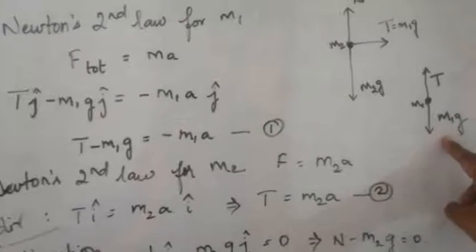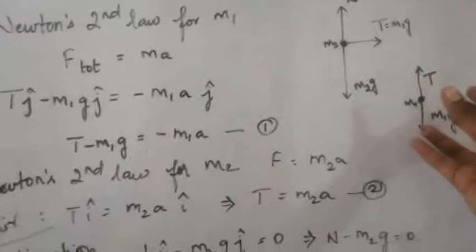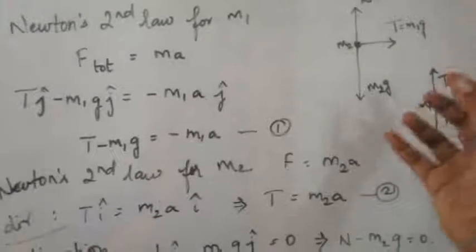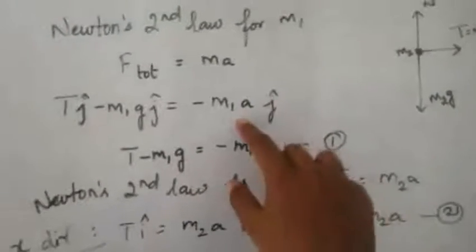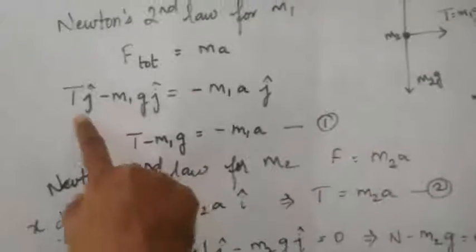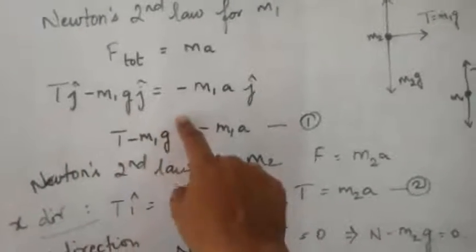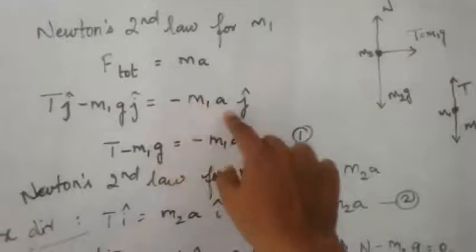In the vertical way, the mass M1 is going to move downward. So for mass into acceleration, the acceleration is also in the negative direction. So you have to write the total force, that is T minus M1G, equal to the acceleration of the whole object, which will be downward. So T minus M1G equals minus M1A.